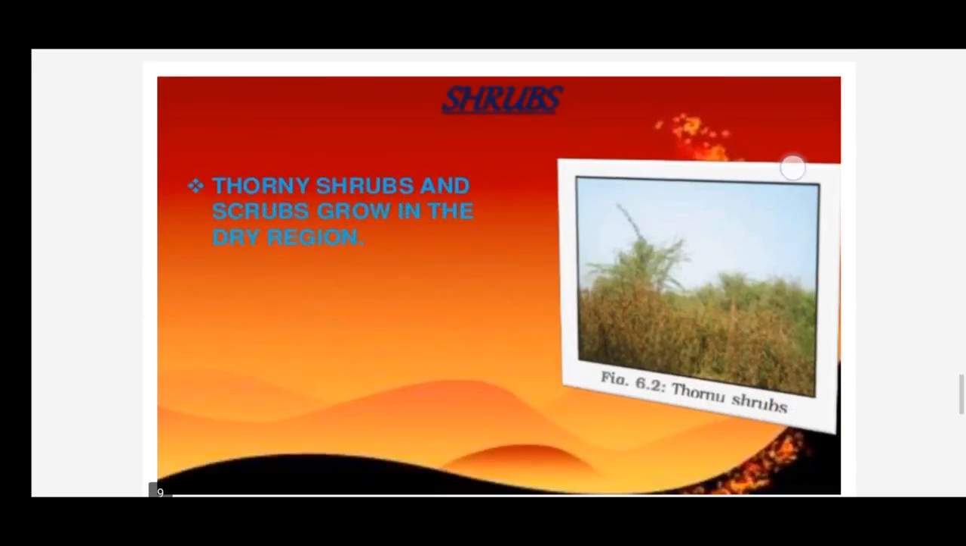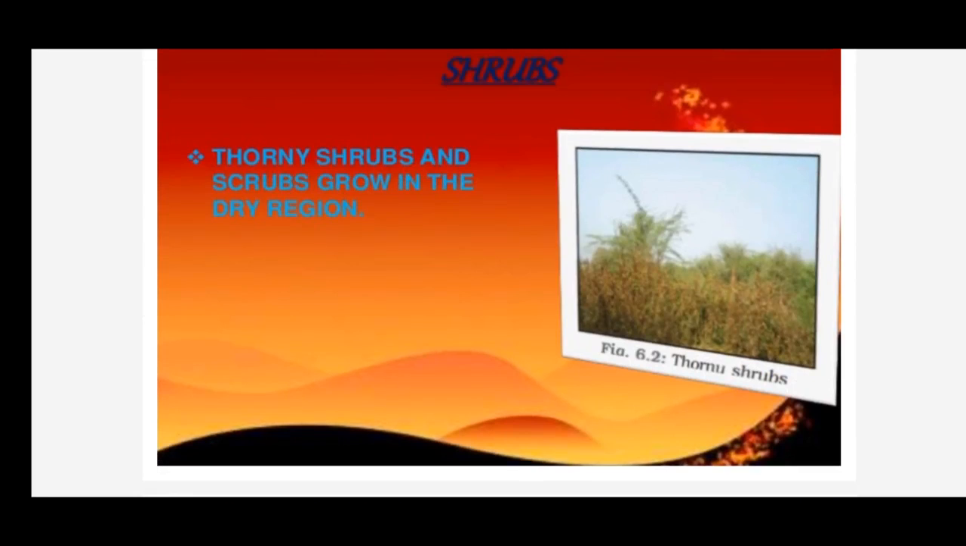That is shrubs. Shrubs are thorny shrubs and scrubs that grow in dry regions, in areas where there is more temperature but less rainfall. Less rainfall and more temperature, so those regions are called dry regions. You can find these shrubs or thorny bushes or scrubs in those dry regions or deserts.